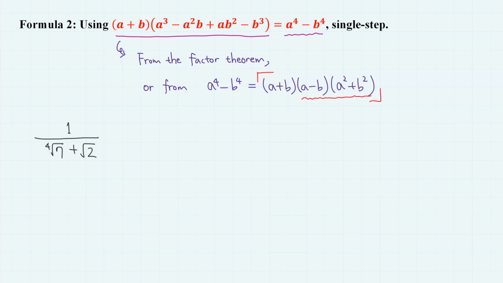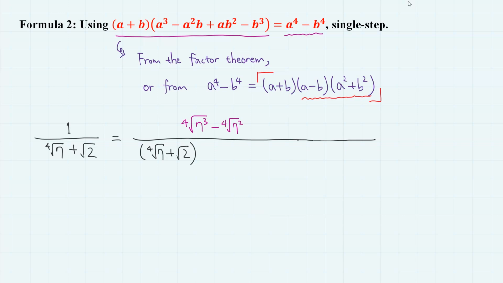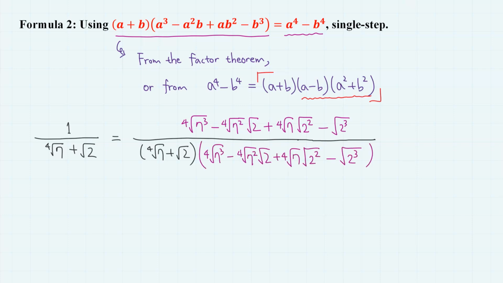Anyway, to apply this formula, we must multiply 4th root of 7 cubed minus 4th root of 7 squared times square root of 2 plus 4th root of 7 and square root of 2 squared here and minus square root of 2 cubed, and same goes here. This makes the denominator 4th root of 7 to the power of 4 minus square root of 2 to the power of 4, which is 7 minus 2 squared, hence 3.